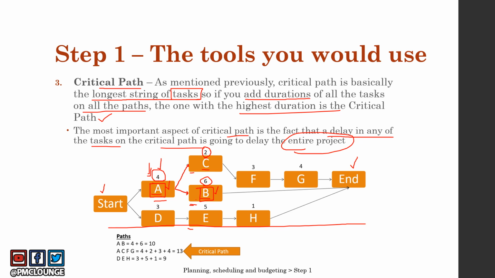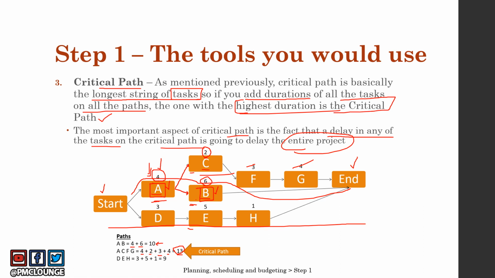So the first path you have is A, then B, and then end, right? A takes 4 days, B takes 6 days, so the total duration of this path is 10 days. Then you have A, C, F, G, and then end. A, C, F, G is 4, 2, 3, 4, which means 13. And this is the critical path because this is the highest duration.